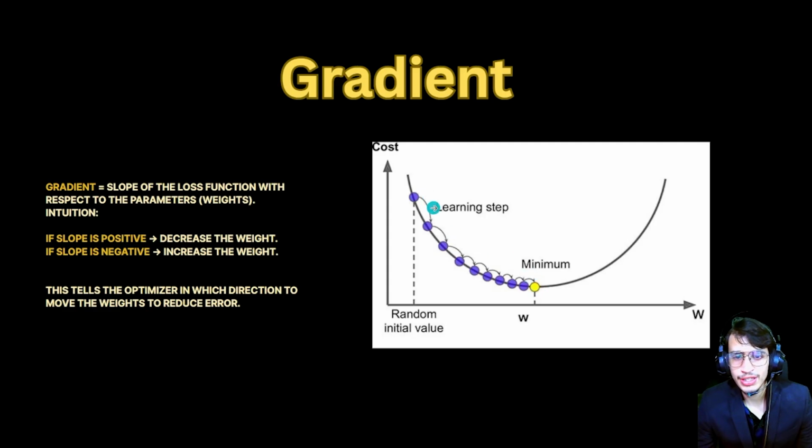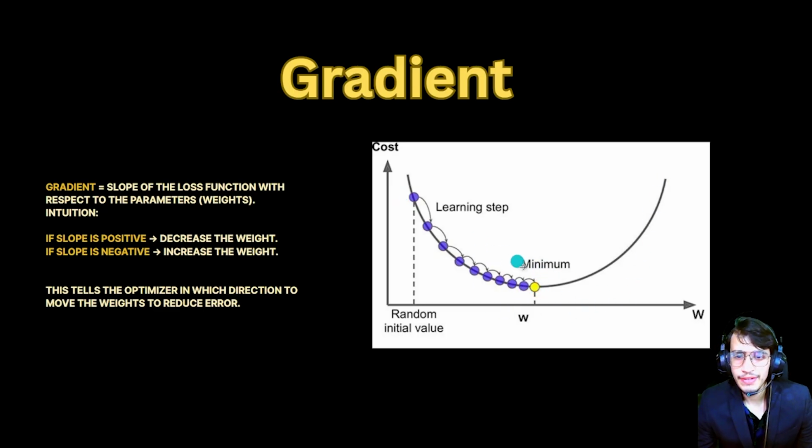Our gradient descent keeps on adjusting during training like this, and then we get our minimum weight or minimal loss. So what is gradient? It is the slope of the loss function with respect to the parameter, meaning the loss function with respect to the weight. Here is the minimum; here the loss increases, and here also the loss increases. We have to reach the minimum.